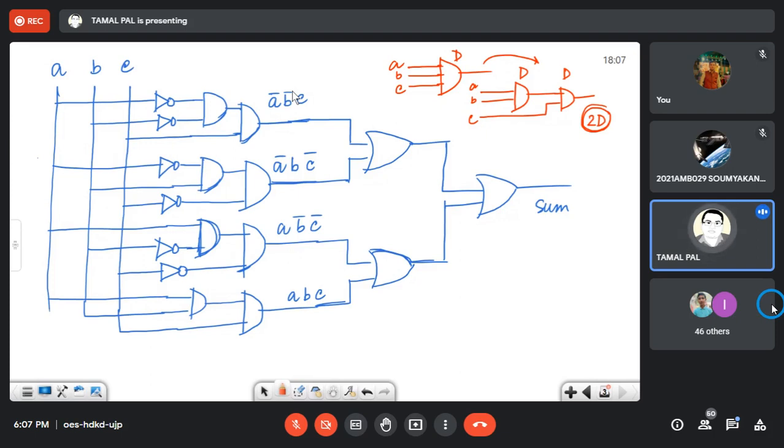There are lots of areas where we can optimize gate realization. I am not getting into that issue because it requires the concept of K mapping and other types of minimization concepts. Up to this, if you can learn properly, it will be enough for your syllabus.